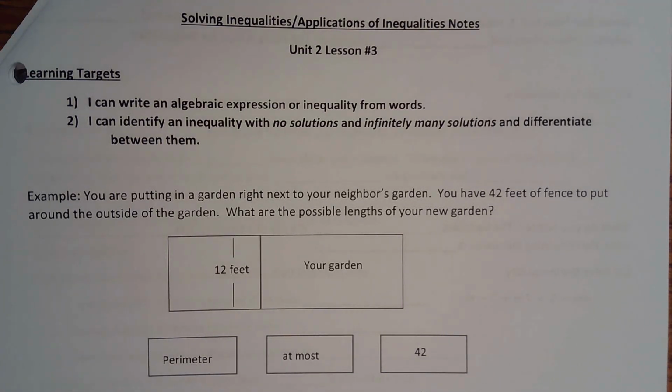So first off, you're putting in a garden right next to your neighbor's garden, and you have 42 feet of fence to put around the outside of the garden. What are the possible lengths of your garden?